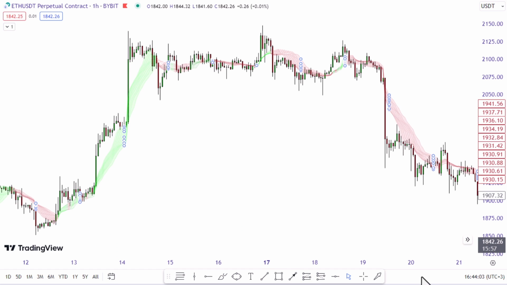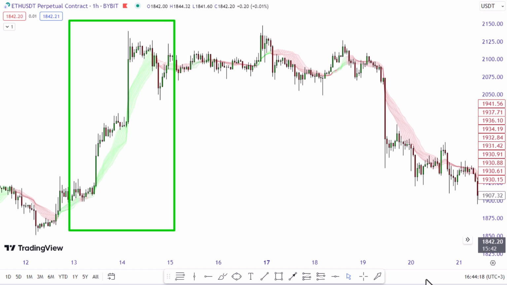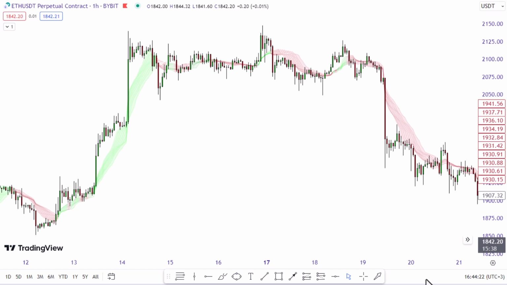Now let's talk colors. The ribbon itself changes color between red and green, and these colors actually represent the direction the algorithm predicts. Red, that's downtrend, indicating prices are likely to decline. Green is an uptrend, signaling that prices might rise. Cool, right? But hold on a second.